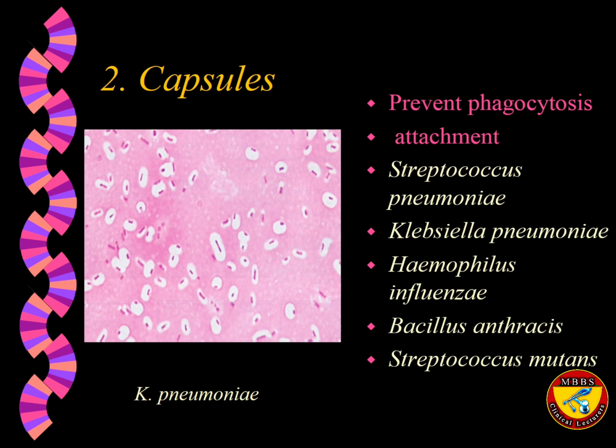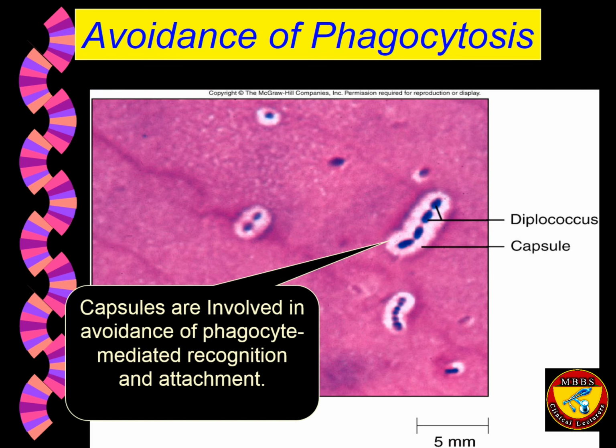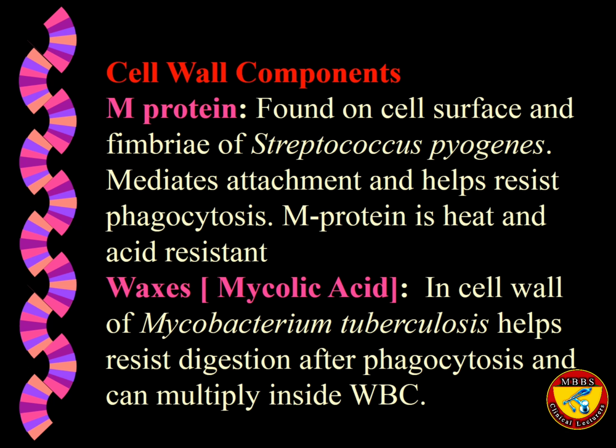It is also present in Bacillus anthracis, a very large capsule. And Streptococcus mutans of our mouth is also a capsulated organism. By means of these capsules, they avoid phagocytosis. Other cell wall components which make these bacteria virulent are M proteins and mycolic acids, which are present in Mycobacterium tuberculosis and help in resisting digestion after phagocytosis. That is why Mycobacterium tuberculosis is able to multiply inside WBCs.